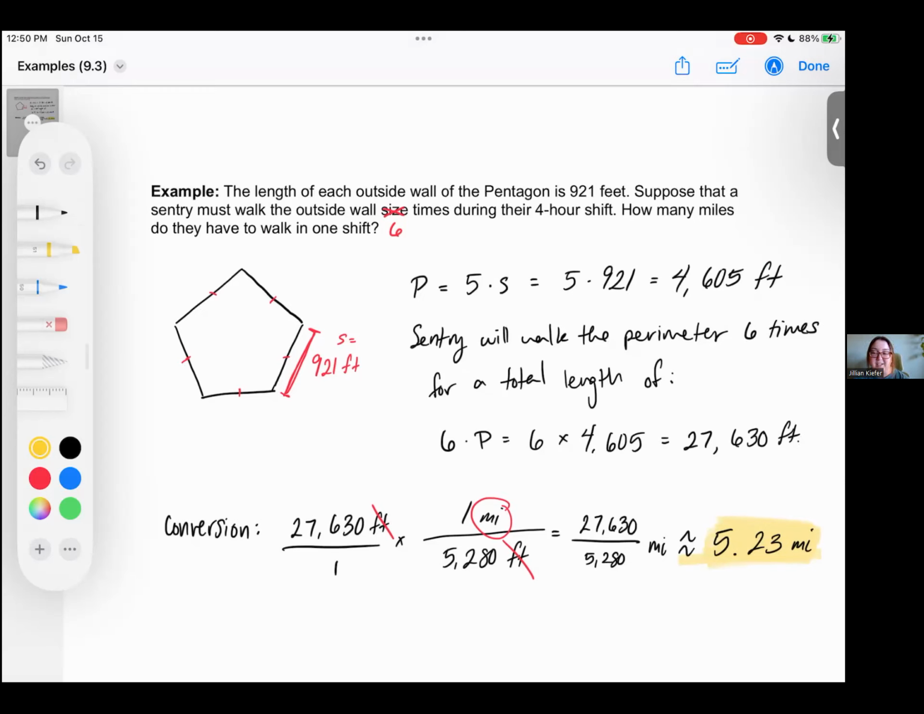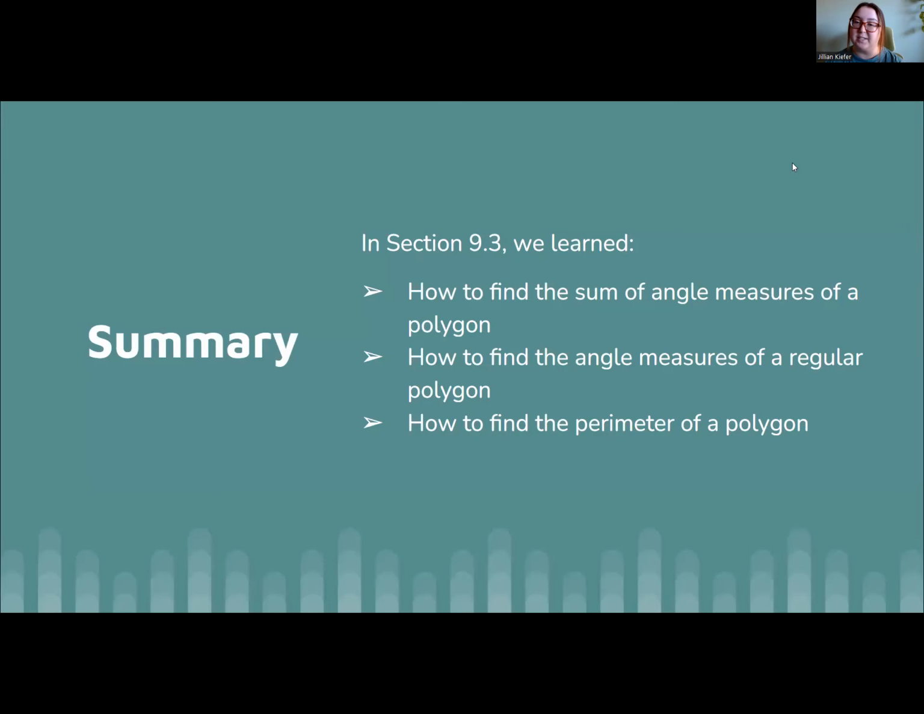So, all right, that wraps up that example. So let's go ahead and go back over to our lecture. And that wraps up section 9.3. In section 9.3, we learned how to find the sum of angle measures of a polygon, how to find the angle measures of a regular polygon, and how to find the perimeter of a polygon. So, all right, that wraps up our section, and I'll see you in the next one.